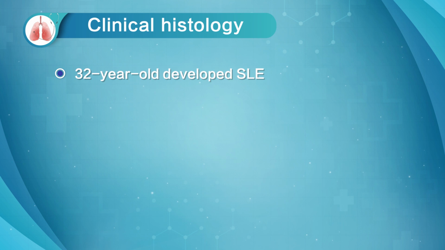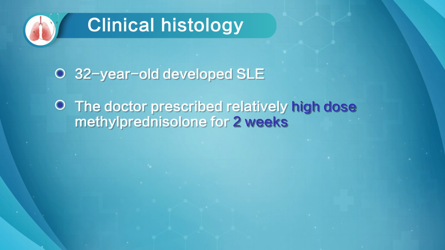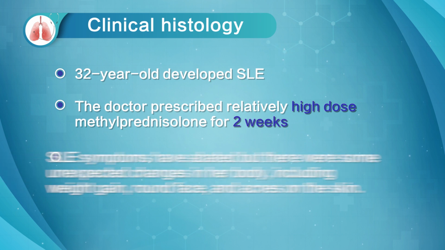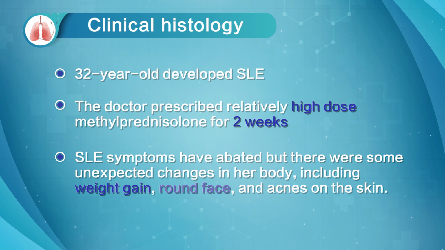The doctor said SLE was a kind of autoimmune disease and prescribed relatively high-dose misoprostol for 2 weeks. After treatment, Rose found that the SLE symptoms had abated, but there were some unexpected changes in her body, including weight gain, round face, and acne on the skin.